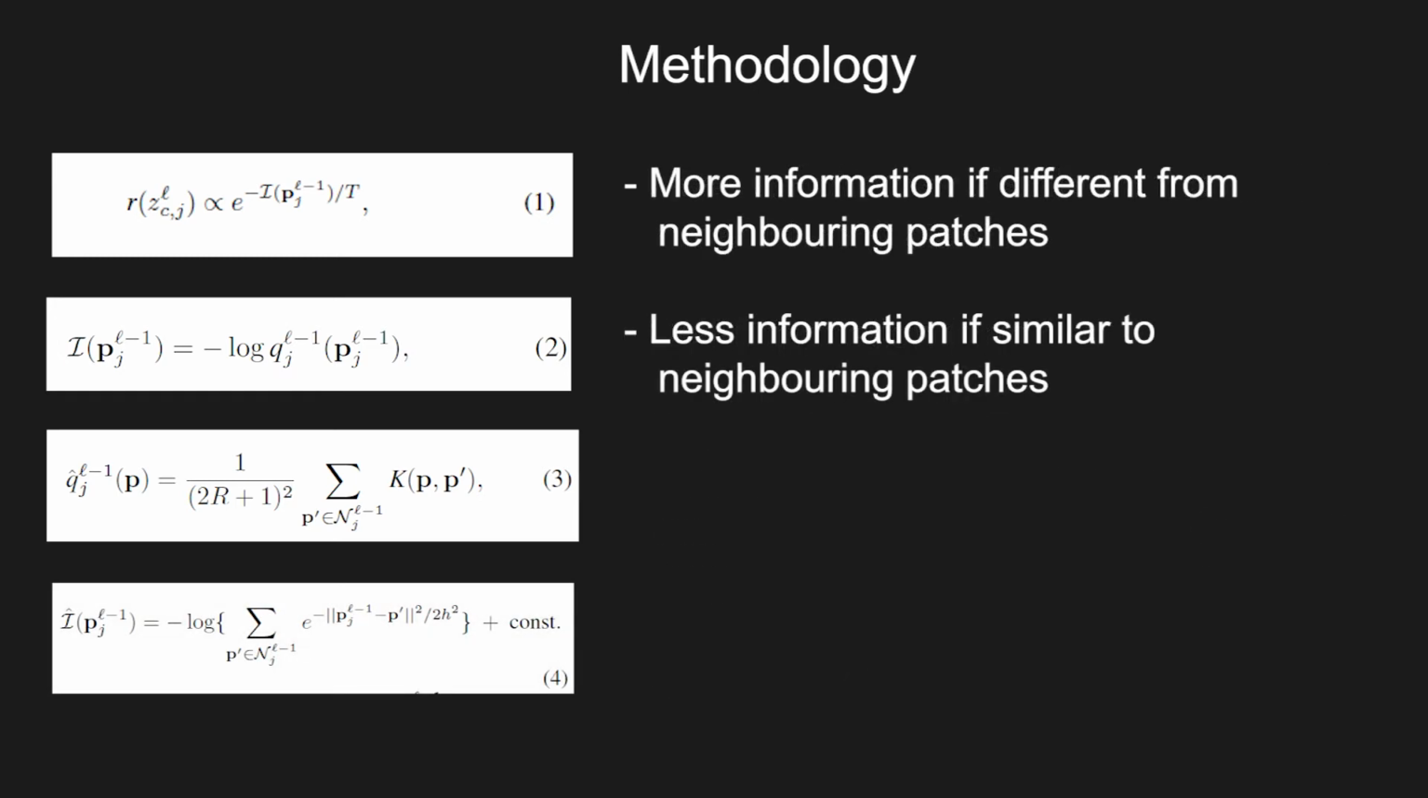This method measures the amount of information in Pj by checking its neighborhood patches. If Pj is more different from neighborhood patches, it means that it contains more information. For regions of solid color or high-frequency texture, neighboring patches will be similar, thus resulting in little information.